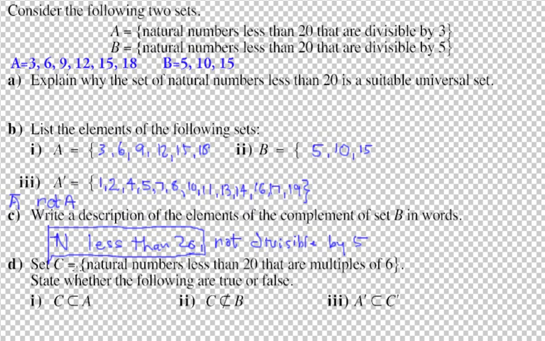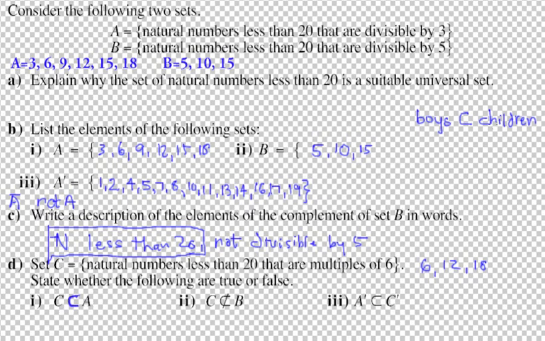Now, let's see what we get here. Set C is natural numbers less than 20 that are multiples of 6. So that would be 6, 12, 18, end of list. State whether the following are true or false. Okay, so this symbol means belongs to, or in logic, this literally means is a subset of. So some subsets are things like boys are a subset of children.